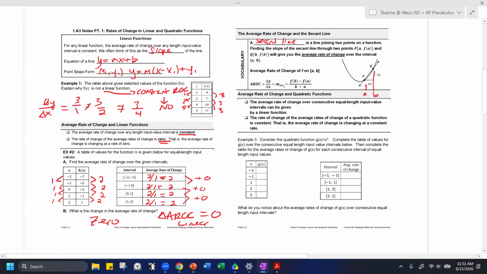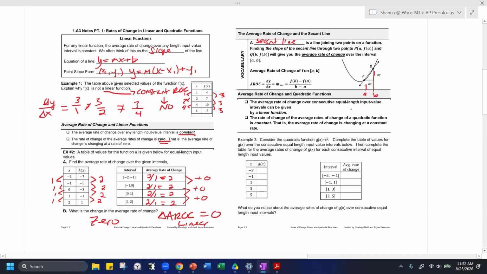So when we write m secant, that means that we're not talking about a linear function. We're talking about a line that's connecting 2 points on any function, okay? And it's the same thing, f of b minus f of a over b minus a. So again, y2 minus y1 over x2 minus x1.